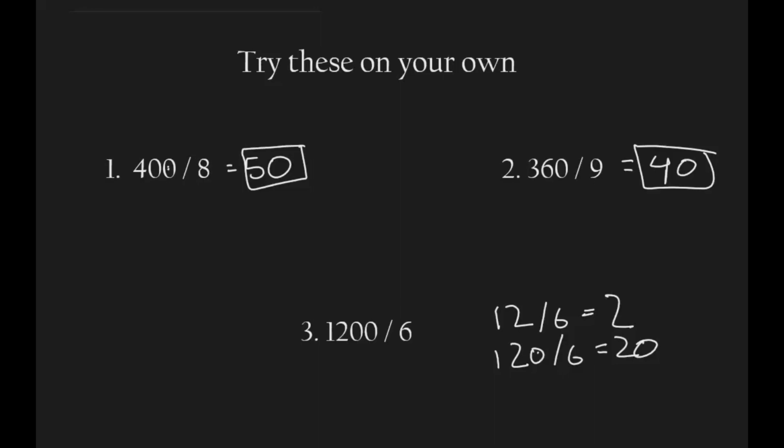And then the pattern just keeps going. So we have 1,200 divided by 6. What does that equal? That equals 200 because we are bringing 2 zeros here. So our answer for this equals 200.